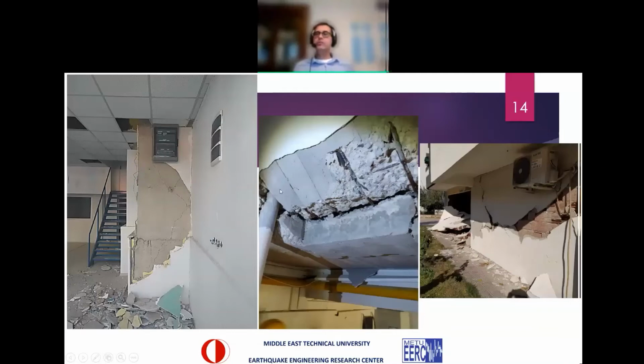In Bayraklı especially, we saw also a lot of stairs failure. Therefore, it is almost collapsed. It is very dangerous. And also non-structural walls, especially underneath the overhangs, almost all of them have heavy damage.